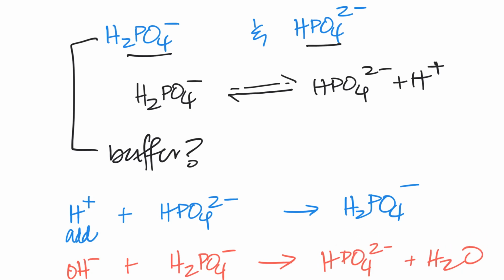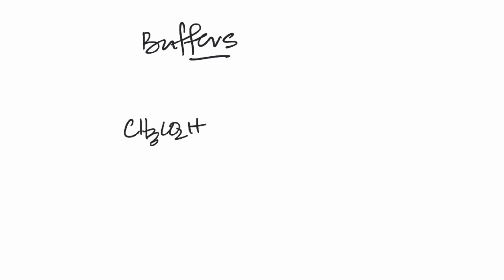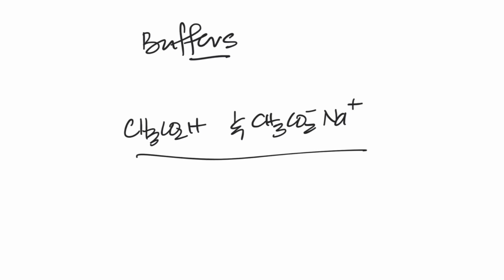Alright. This ends the first video on buffers. There will be 2. This one was about what they are and how they act. Okay. And the next one will ask you also to calculate the pH of buffers. Meaning that now that we have made a mixture of things like ethanoic acid and sodium ethanoate, how would I calculate the pH of that? Alright. And that's coming in the next video.